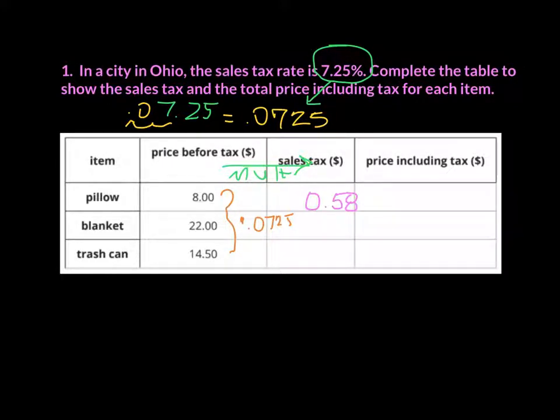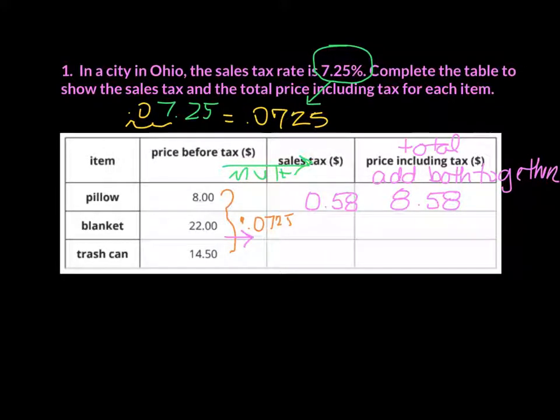Then to find the price including tax, what we're really looking at is the total, which means we're going to add both together. And that means $8 plus 58 cents is going to give us, of course, $8.58. Next one, we go right down to $22.